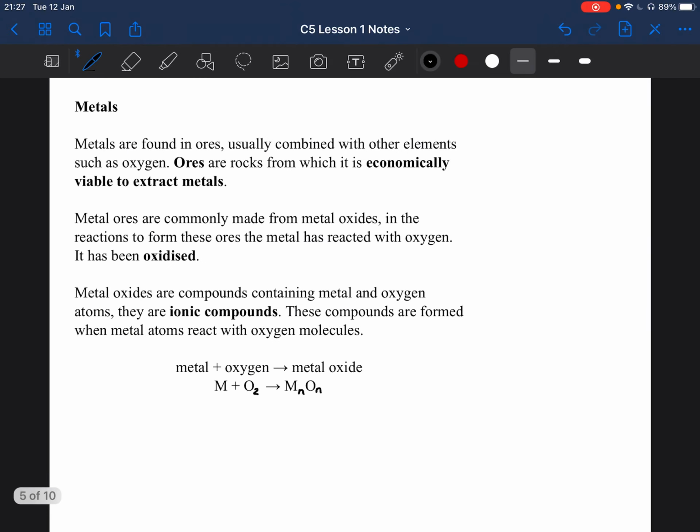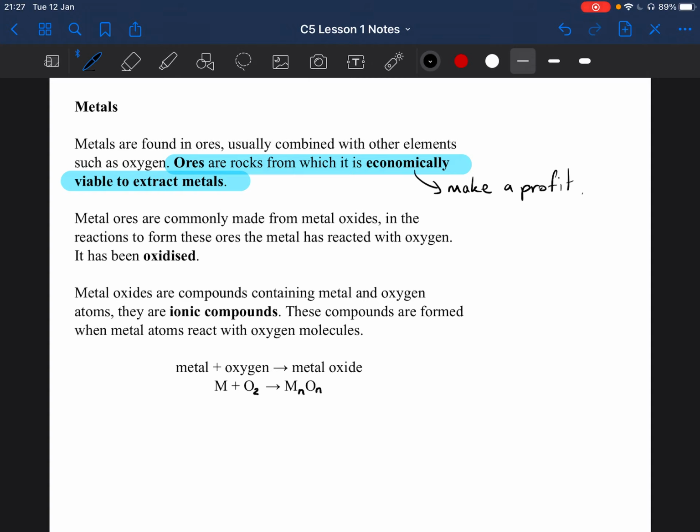Okay, so moving on to new content, we're going to look at metals. And the first thing that you guys need to know is this definition right here. So what is a metal ore? So metal ores are rocks which it's economically viable to extract the metal from. What we mean by economically viable is that we can make a profit. The whole point of doing anything in chemistry like this is to make money from our process.